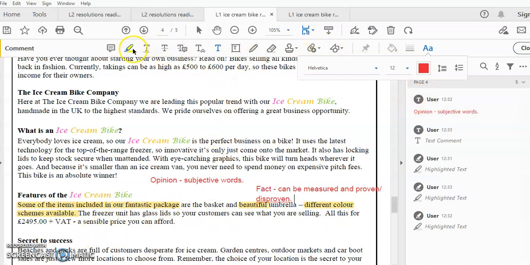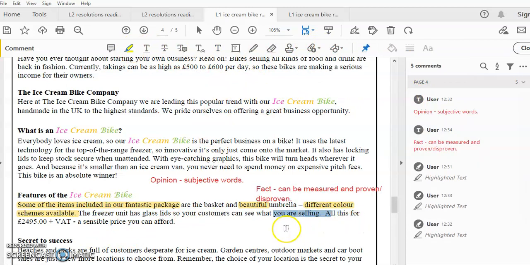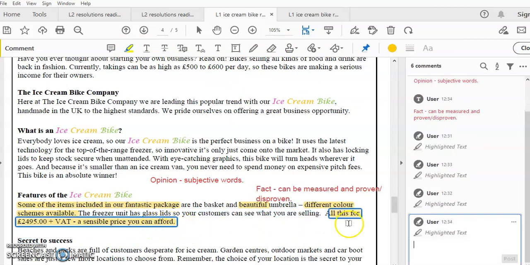Now this is an interesting sentence because it contains both fact and opinion. So have a look at that highlighted sentence at the end of the features of the ice cream bike section. Pause the video and see if you can identify the fact here and the opinion. Okay, so the fact is the cost. There's no getting around that. That's the price of it. That's what I have to pay for it. The opinion is that it's a sensible price that I can afford.